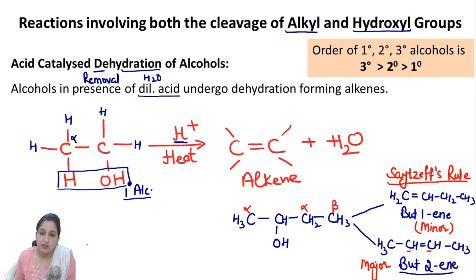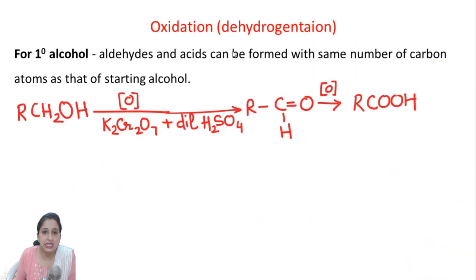So this type of alkene is your more substituted alkene and it will be the major product according to Saytzeff's rule. So, okay beta, this is your first example showing the involvement of both alkyl as well as hydroxyl groups. So the next type of reaction is the oxidation reaction of alcohols.